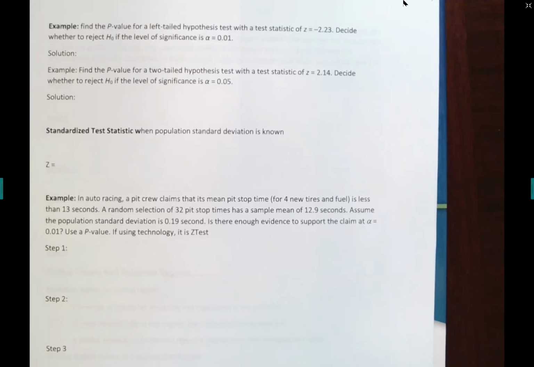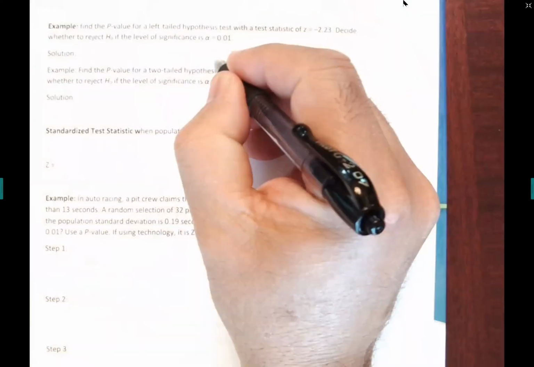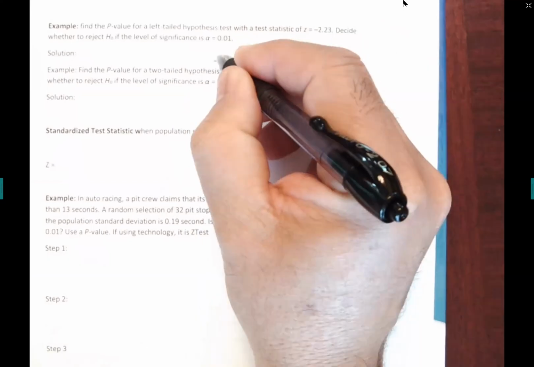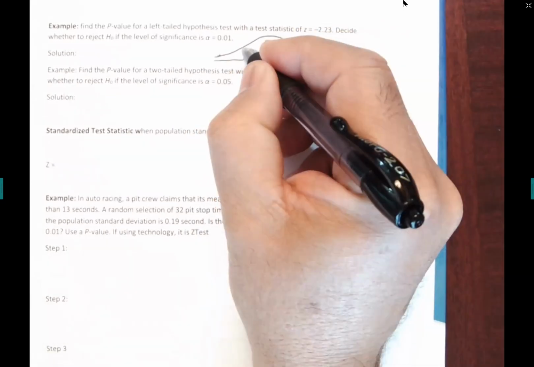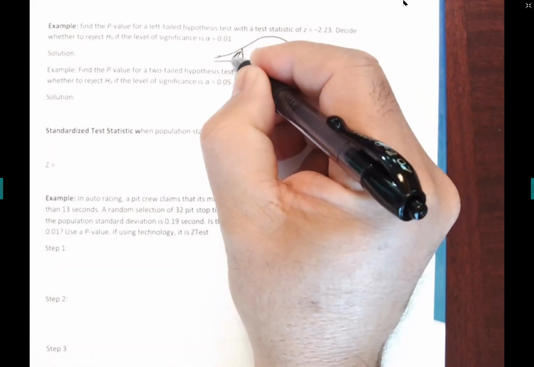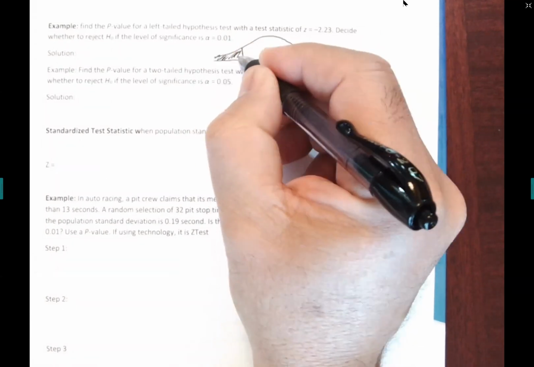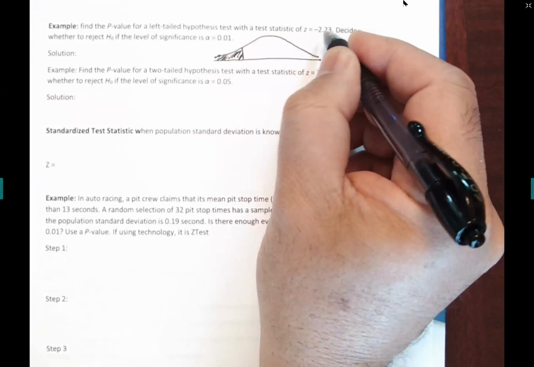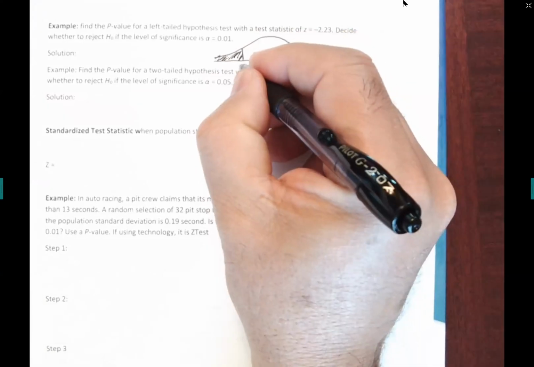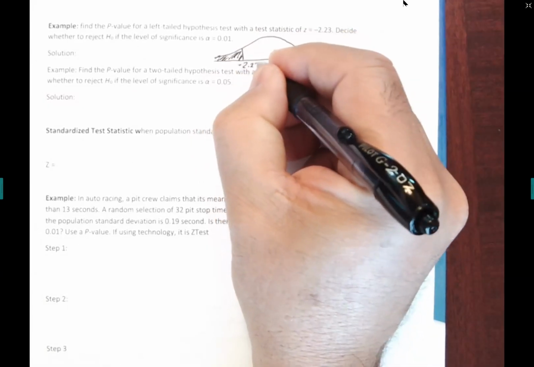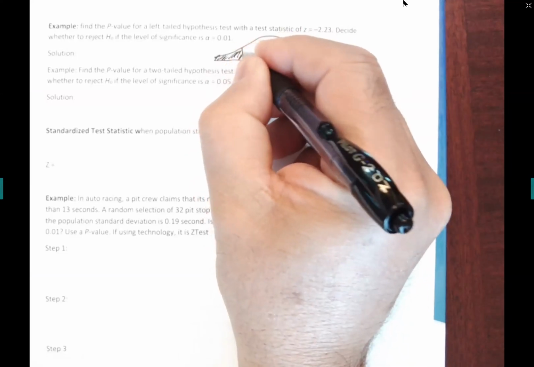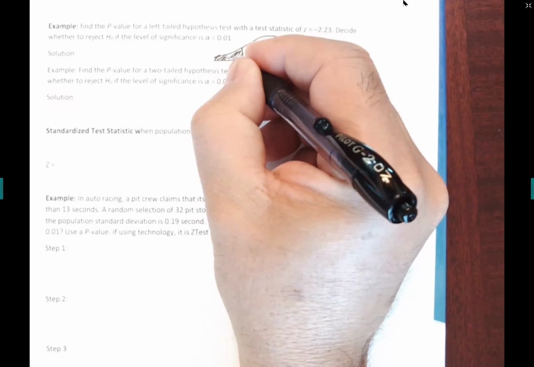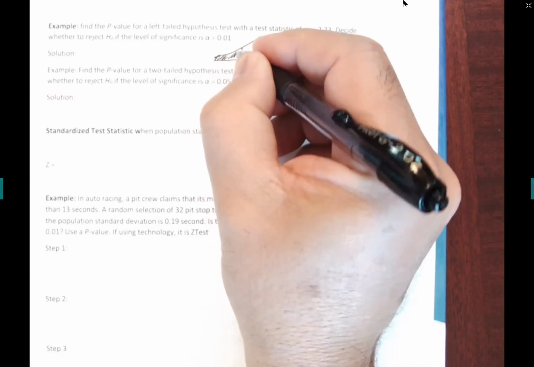Okay, let me sketch it, guys, and show you what the p-value is. He said it's a left tail test, so the p-value is gonna be right here. I told you the p-value is an area to the left of the test statistic. He gave me the test statistic here to be negative 2.23. Do you guys still remember from chapter 5, how do you find the area to the left of z equals negative 2.23? We need the area to the left.